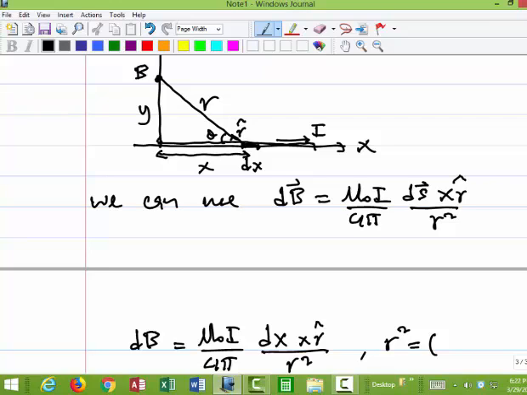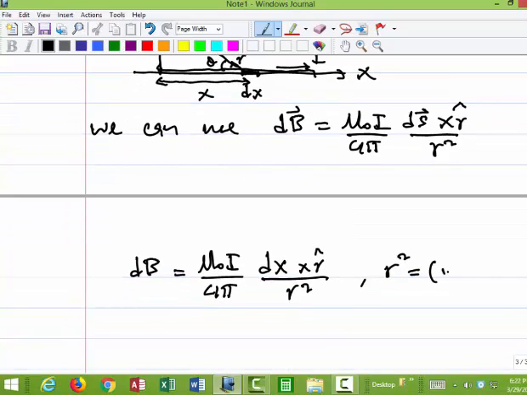X squared plus y squared? That's right, yeah. R squared is x squared plus y squared. I'll just write it as y squared plus x squared. This is just Pythagoras' theorem. Okay. And then we have dx cross r hat. Dx cross r hat is just going to be equal to dx sine theta.